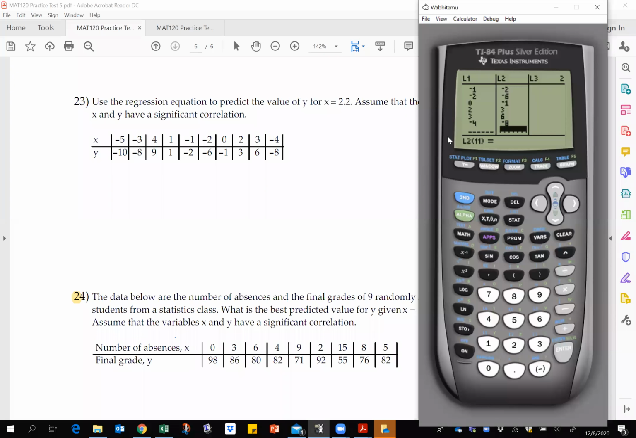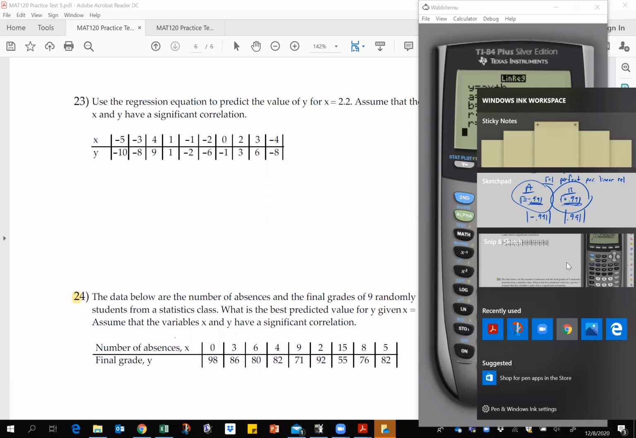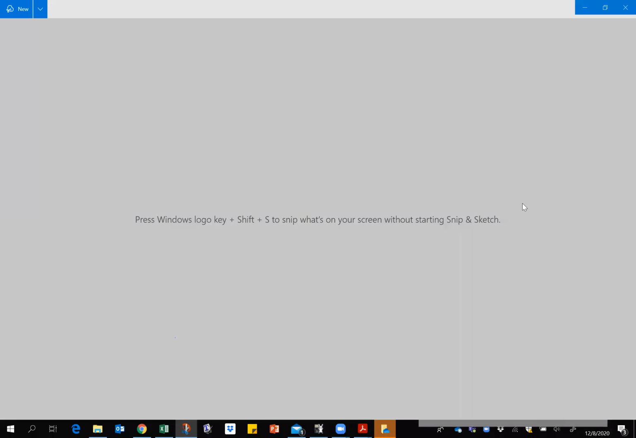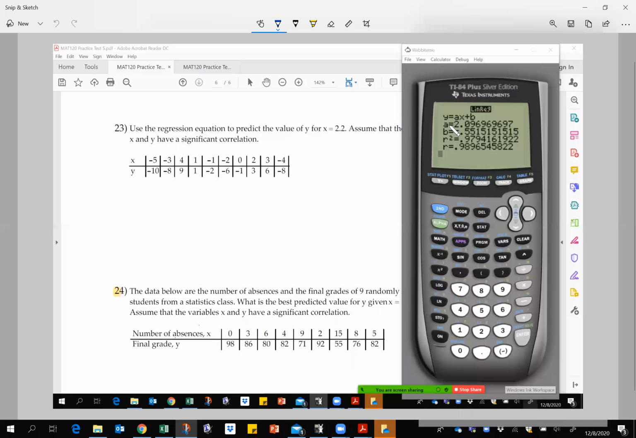So now that I have them in, once again, what we're going to do is go to Stat, Calculate. Option 4 should be linear regression. That will give us the equation. We can now go ahead and write down the equation. The thing that's nice is they remind us the form of it. So again, it's y equals ax plus b.